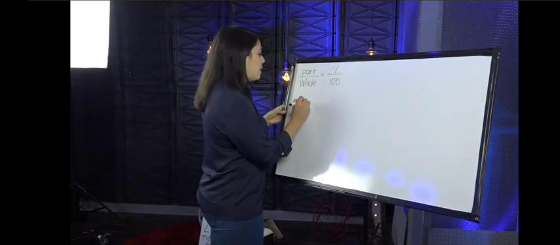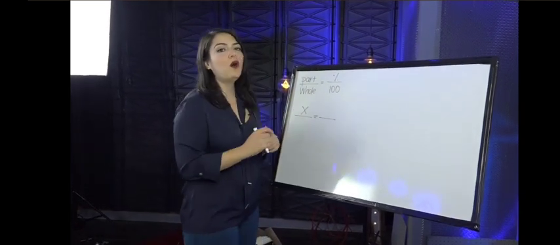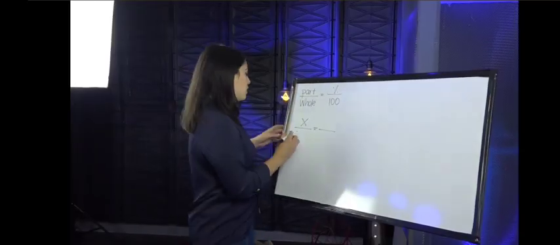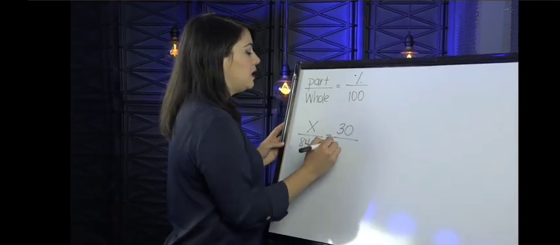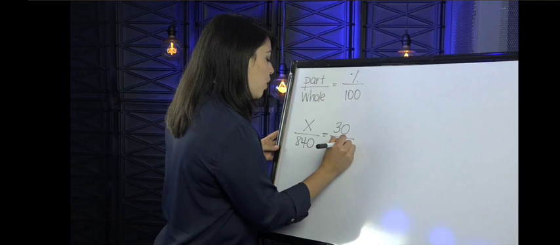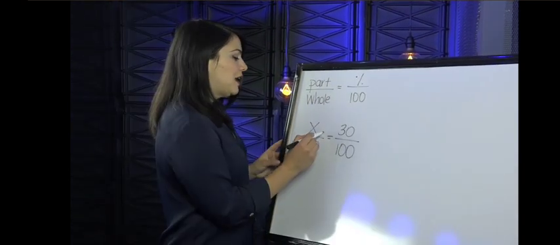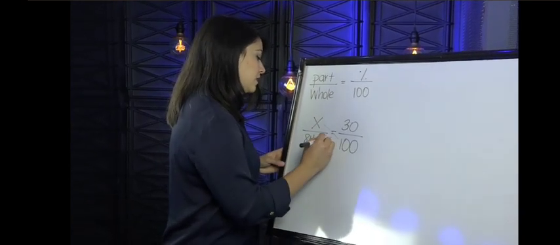So let's get started. Remember, our part is unknown, so we're going to put an X there. Our whole, the original price of the television, is $840. So we're going to put that over here. Our percent discount the first time is a 30% discount. And we know that 100 always goes down here. So let's go ahead and cross multiply. X times 100 is 100x.